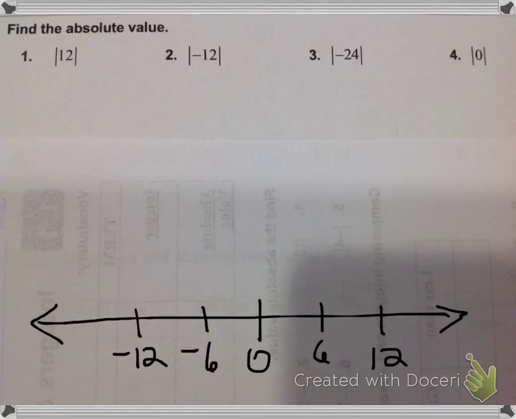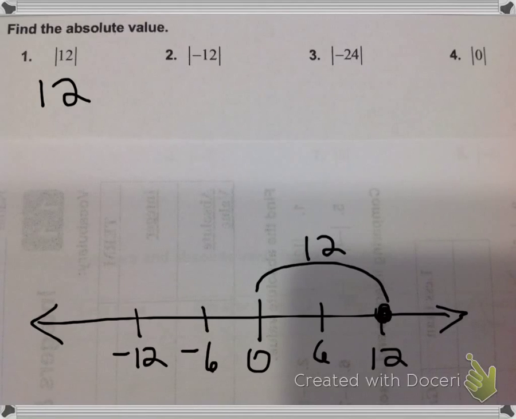And the absolute value of 12, well, here is 12 on the number line. How far away is it from 0? It's 12 away from 0. So the absolute value of 12 would be 12. Your answer is 12.